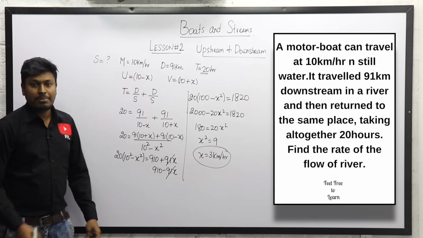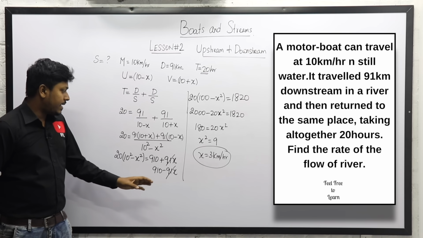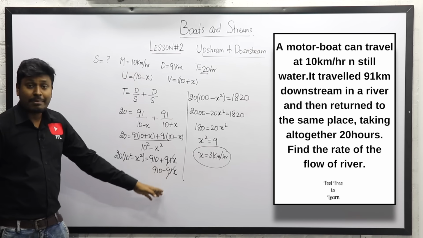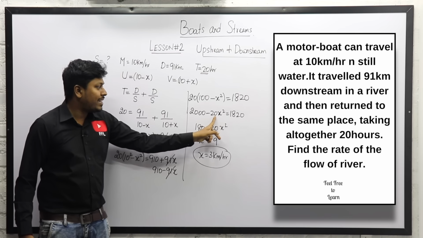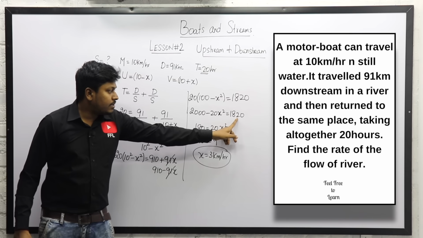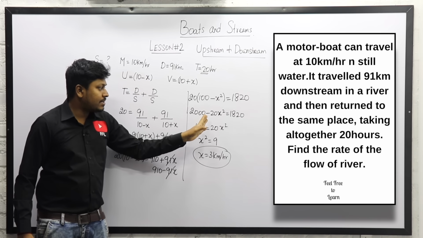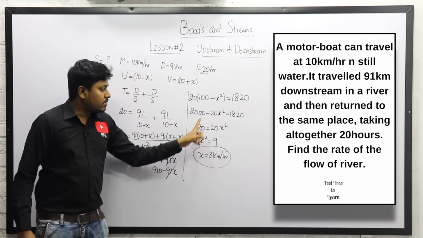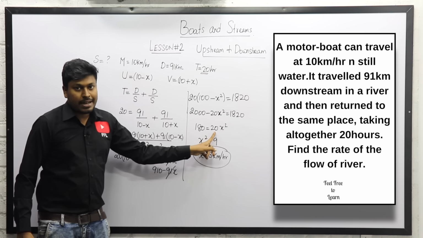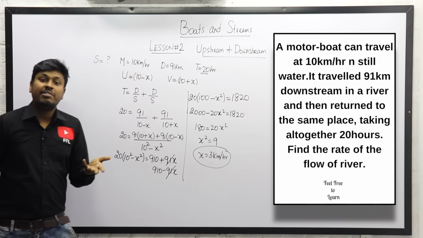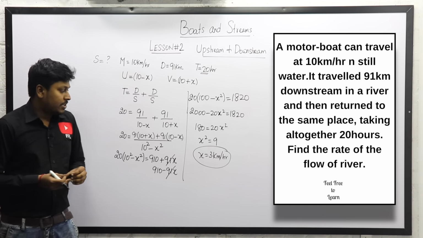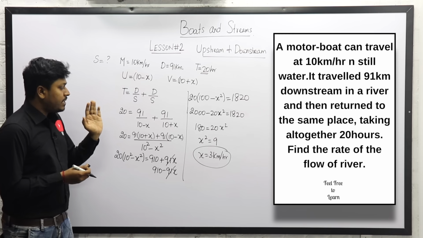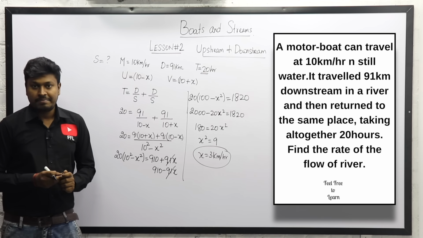That's it. Easy when compared to the previous question, because here we are able to strike out 91x and minus 91x, so that we get only one x term, that is minus 20x square. So we can bring this 1820 towards the left hand side. So finally 180, and 180 divided by 20 will be 9. So finally we got x square is equal to 9, so x is equal to root of 9, which is 3 km per hour. So finally the speed of the stream will be 3 km per hour. So very easy.